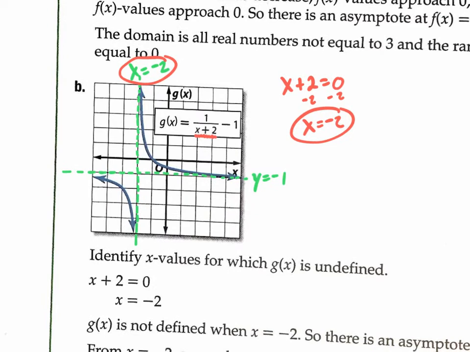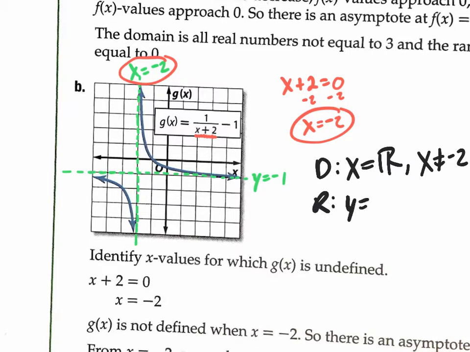So this one down here, we stated the vertical asymptote was x equals -2. The horizontal asymptote was y equals -1. And to state the domain of the hyperbola, you're going to say x equals all real numbers, but x cannot equal that vertical asymptote, -2. And the range is y equals all real numbers, but y cannot equal that horizontal asymptote, y equals -1. Okay, y cannot equal -1.